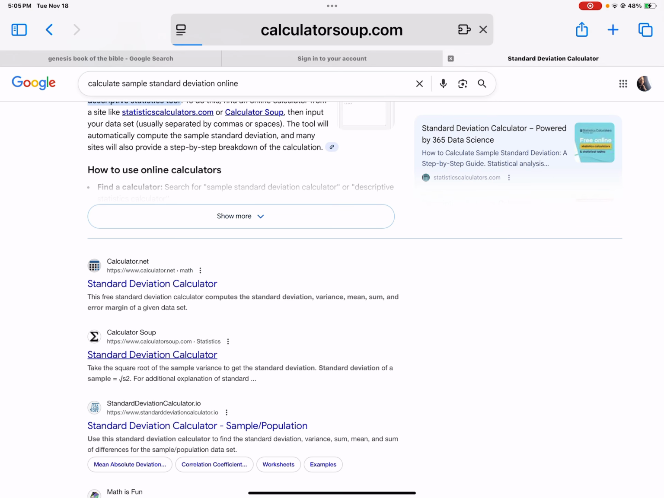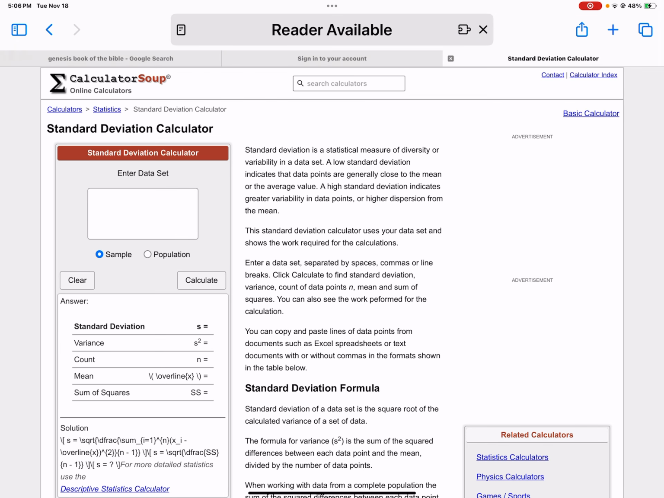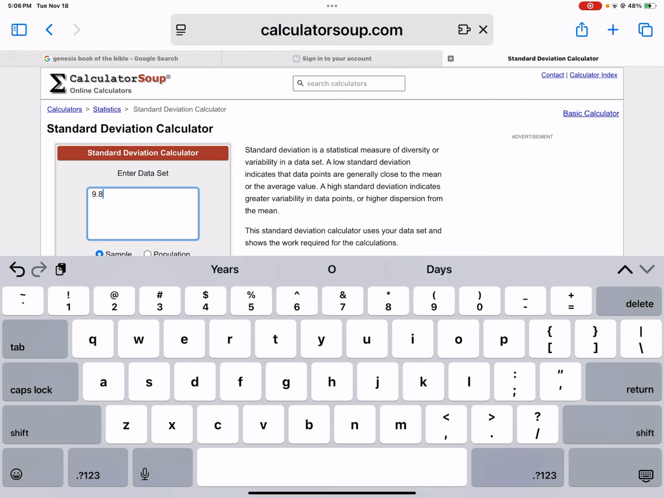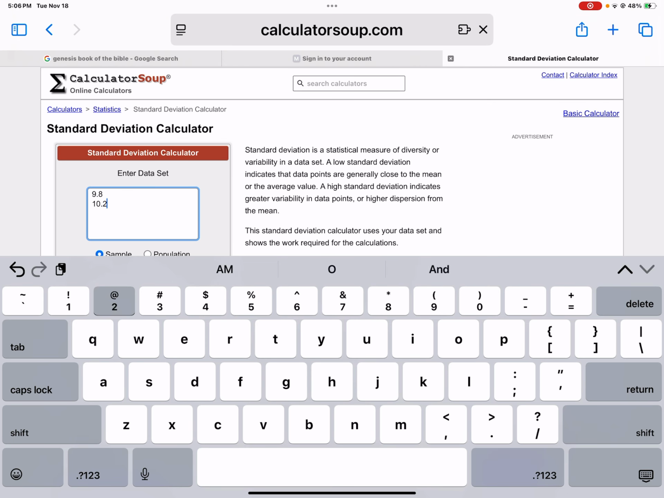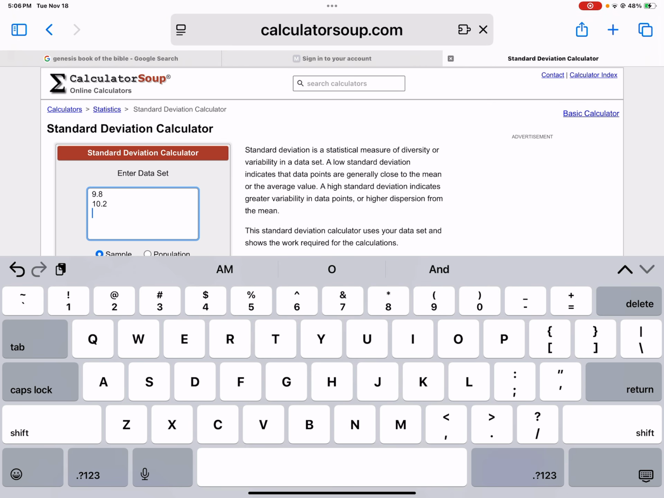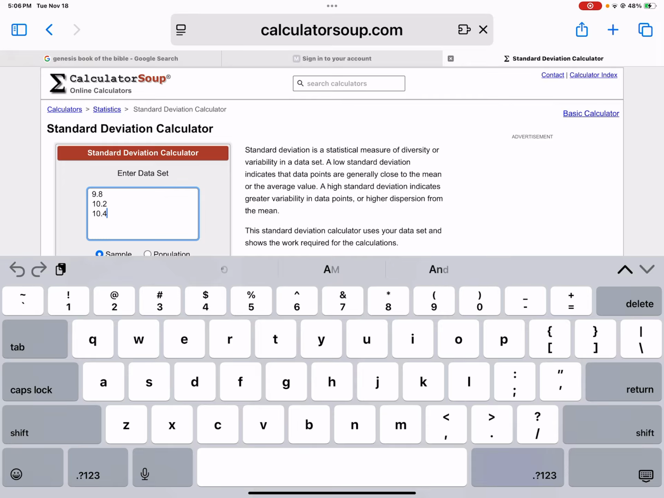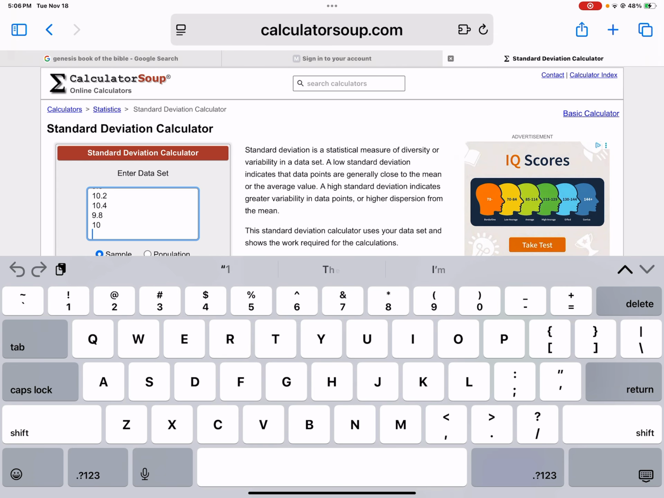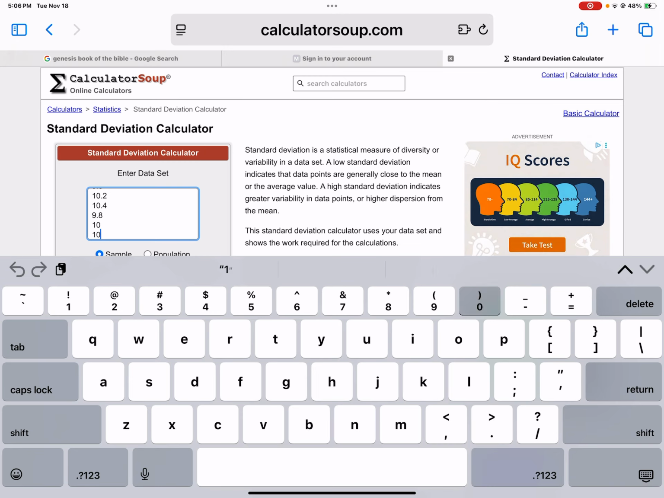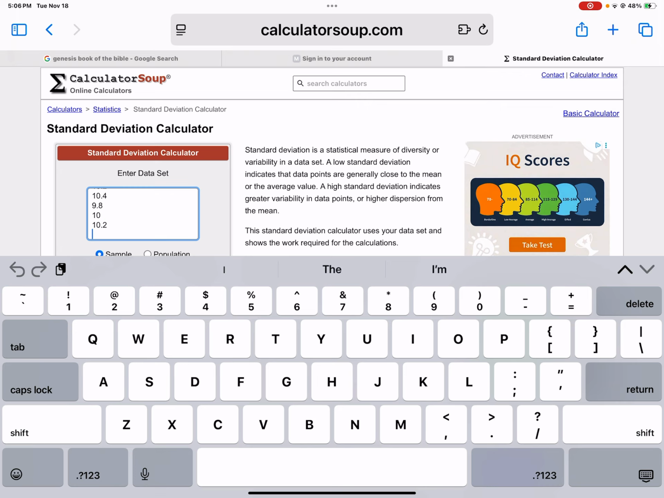So it doesn't matter. We could just pick any one of these. So let's enter our values, 9.8. Now you're doing this in your calculator, hopefully, so that you don't have to do it manually. 10.2, 10.4, 9.8, 10, 10.2, and 9.6.